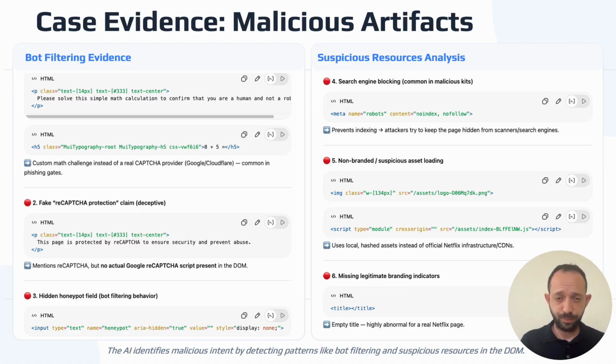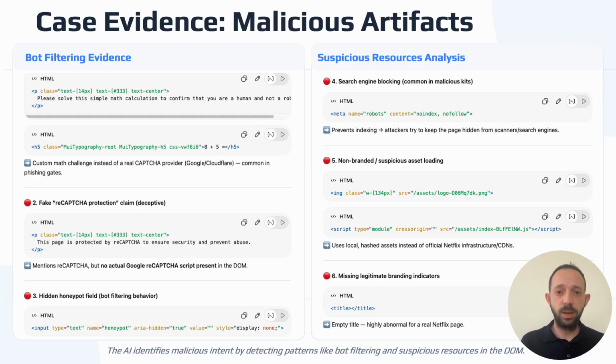So I have the second artifact, which is a fake reCAPTCHA claim. Basically, the page claims that it's protected by reCAPTCHA, but there is no actual CAPTCHA in the script. It's just some HTML tags. That is done in order to build trust with a security analyst or researcher or even automatic scans that scan this domain. Now let's move on.